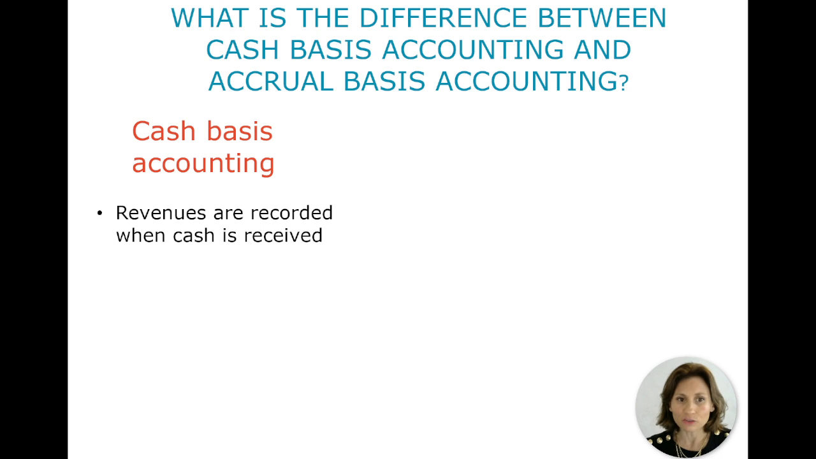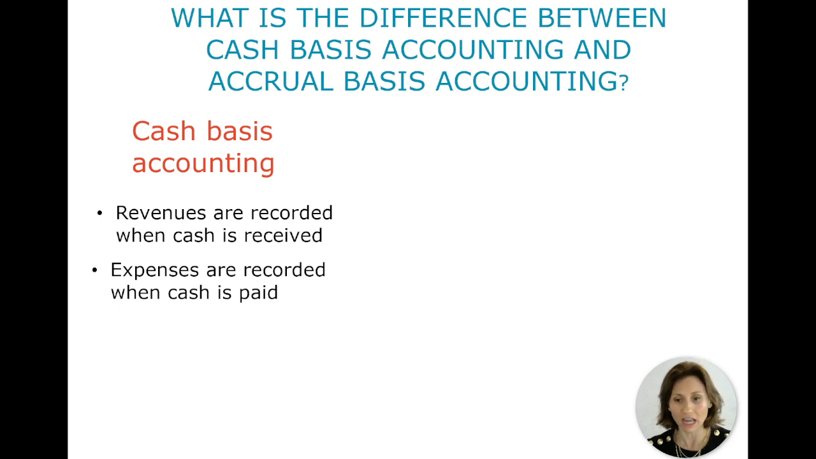Under cash basis accounting, that will be when there's an actual exchange of cash, and then that's when you'll record your revenues or expenses. So revenues will be recorded when cash is received. When you actually receive the cash, you'll record your revenues. And similar with expenses, they'll be recorded when the cash is paid out. All right, so that one is the easiest one to understand.